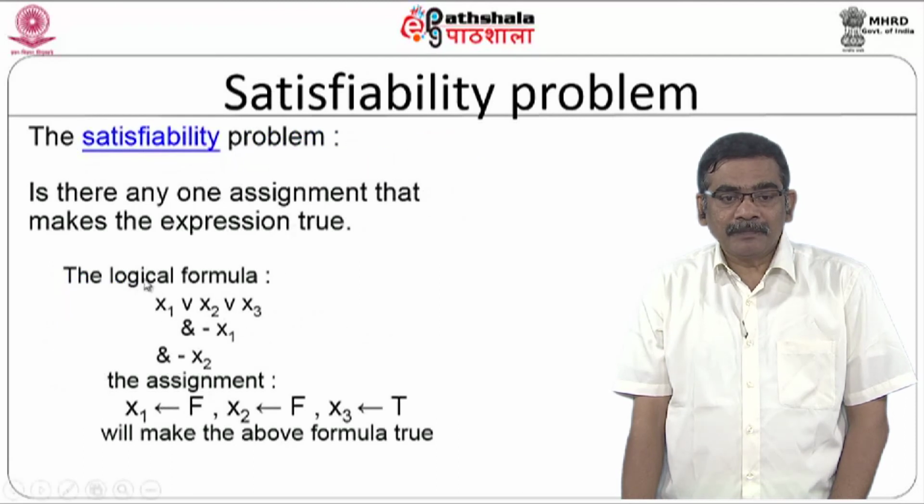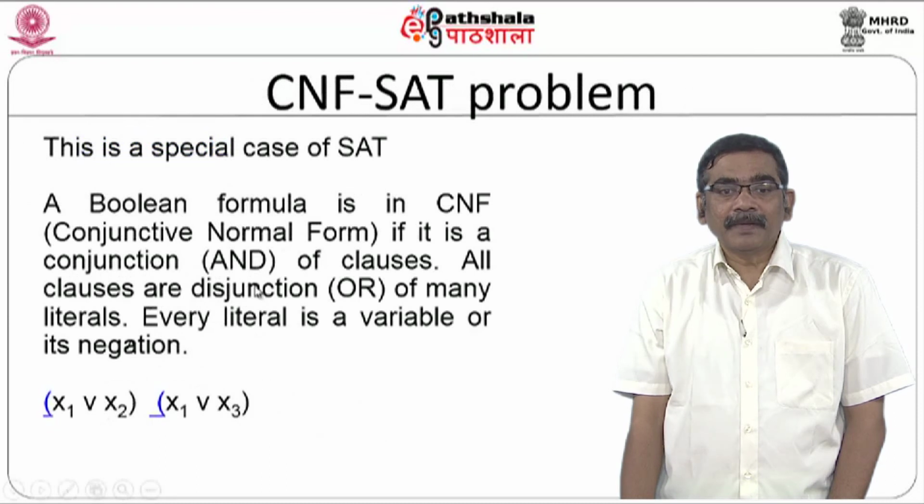So, for this formula, we need to find what sort of values I can give to x1, x2, x3 such that the formula becomes true. So, you can see that for this set of assignments the problem is satisfied. As I said earlier, for smaller instances the problem solving is quite easy, but if the number of variables becomes large, then it is difficult.